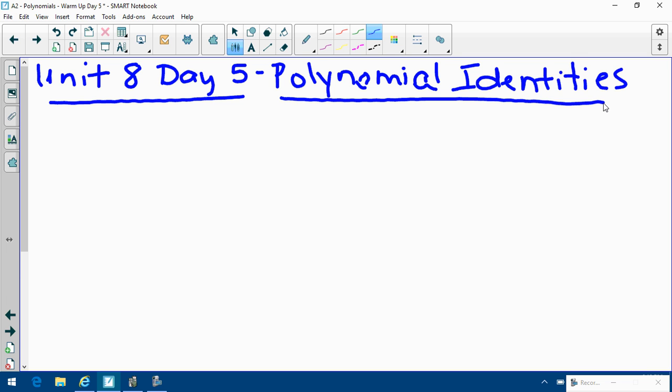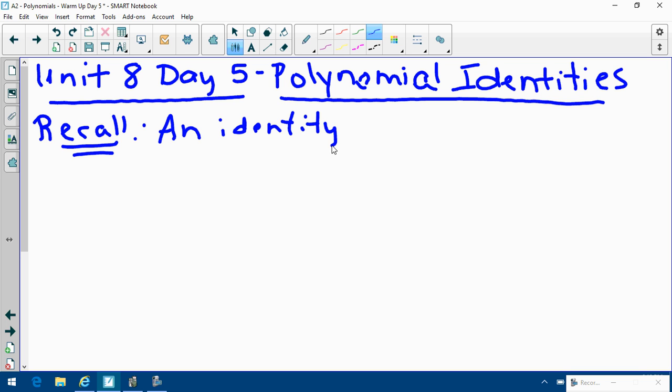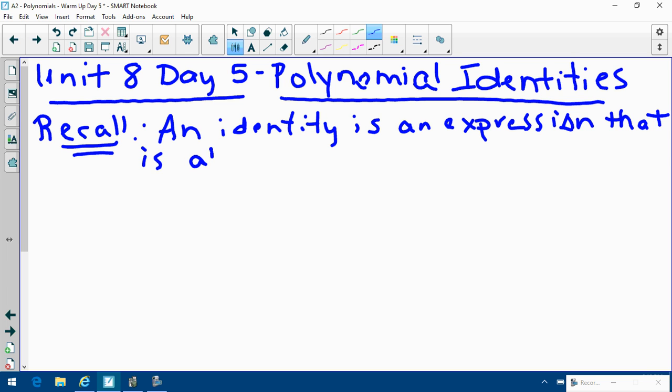Okay, so I'm going to start out with recall. An identity is an expression that is always true, regardless of x value.